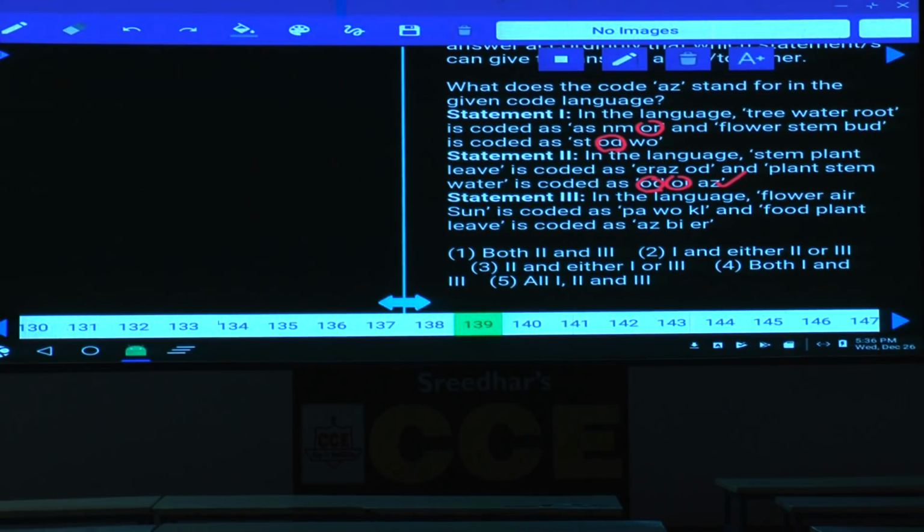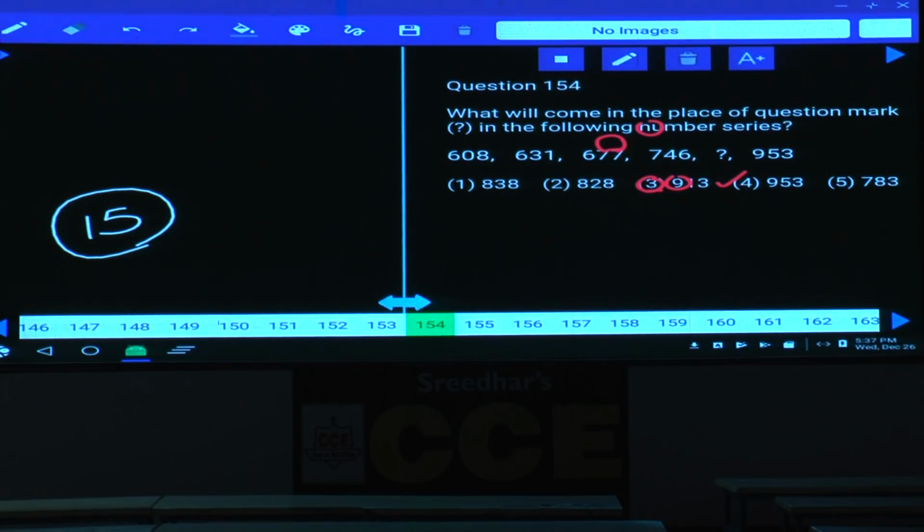Question number 140. Only one question is there. This is about paper number 15. Number series. Question numbers, please. Now, question numbers 154 onwards, 154 to 158.